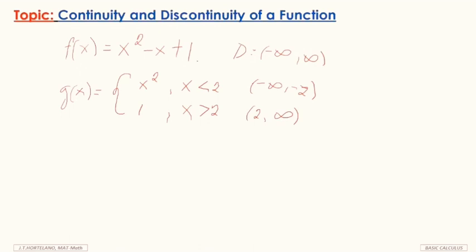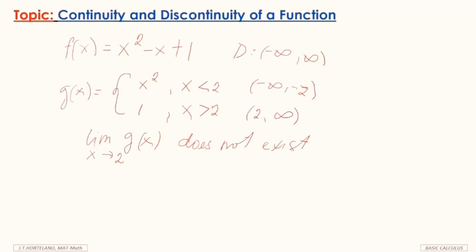However, if you're going to evaluate the limit of g of x as x approaches 2, okay, the limit of this function does not exist. And because of this, we have to follow different conditions in order for us to determine if a certain function is continuous or not. Okay?